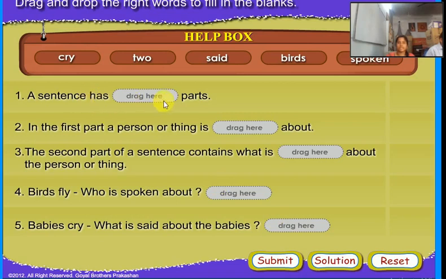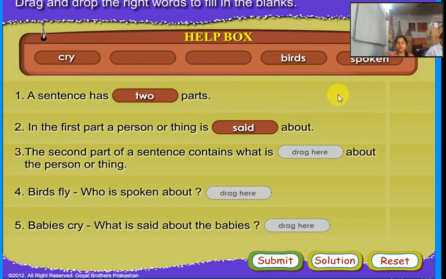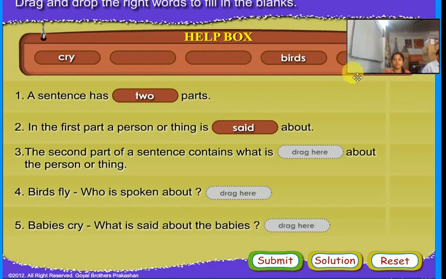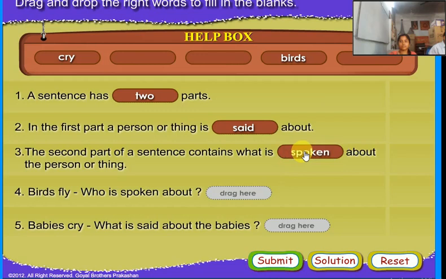A sentence has two parts. In the first part, a person or thing is spoken about. The second part of a sentence contains what is said about the person or thing. Birds fly. Who is spoken about? Birds. Babies cry. What is said about the babies? Cry.